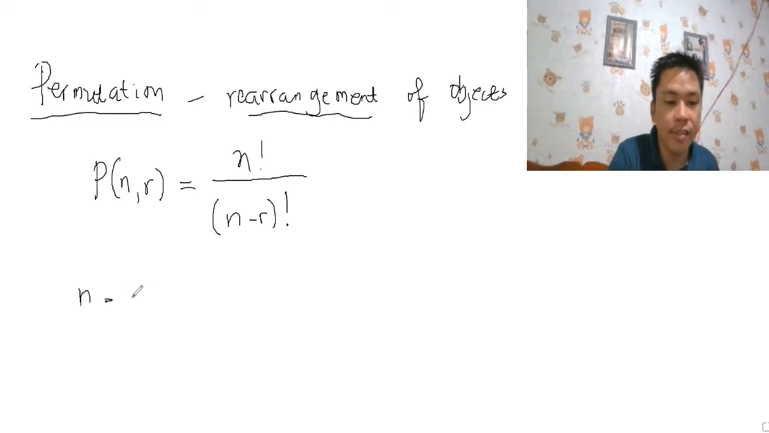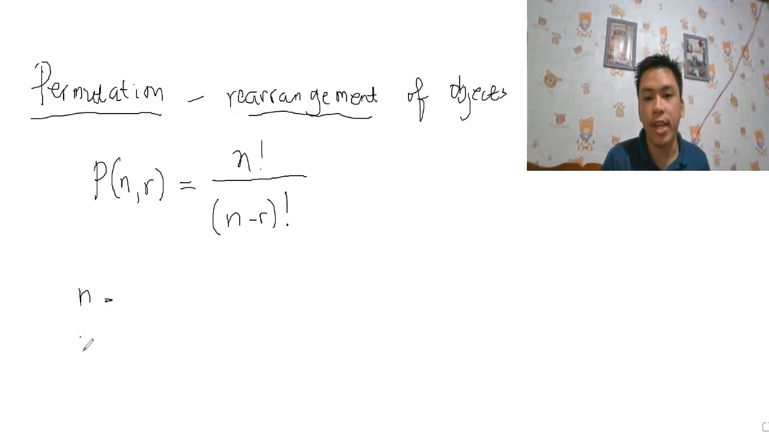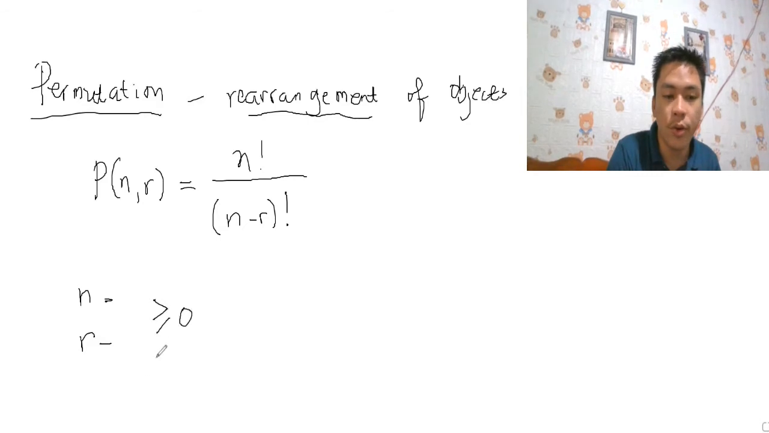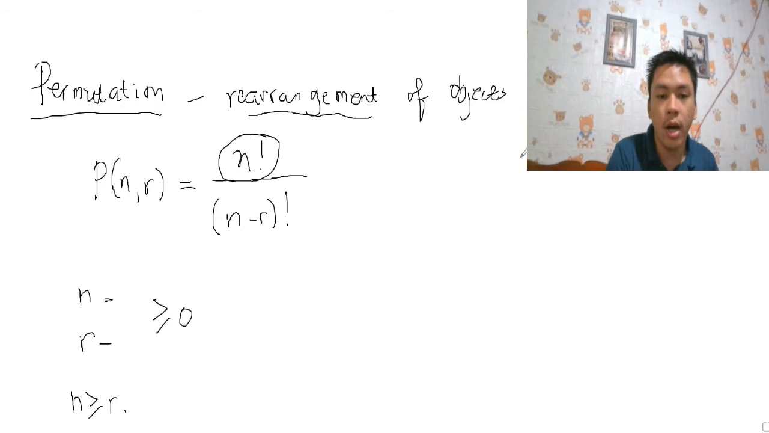In this case, n is the cardinality of the set which is being permuted. r here is the size of the permutation. And of course, we should know that n and r are greater than or equal to 0, provided that n is always greater than or equal to r. Okay. Now, what does this factorial mean?